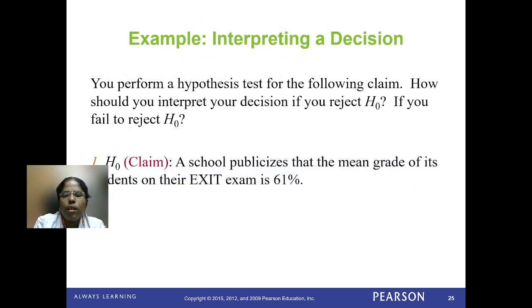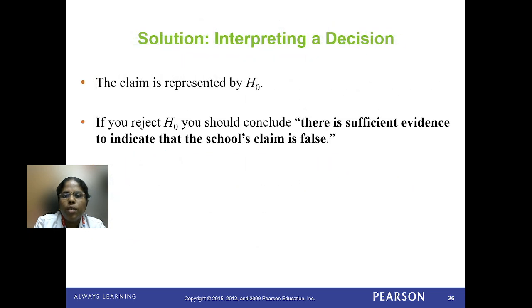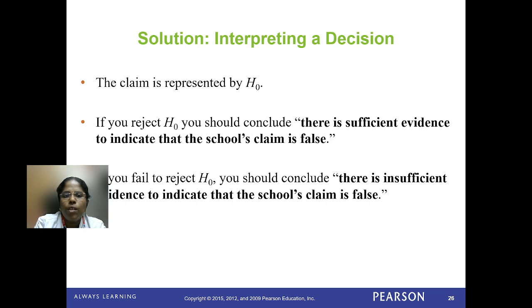Okay, so depending upon this, the claim is always represented by H naught, and if you are rejecting H naught, you should consider the conclusion as there is sufficient evidence to indicate that the school claim is false. If you fail to reject H naught, there is insufficient evidence to indicate the school claim is false.